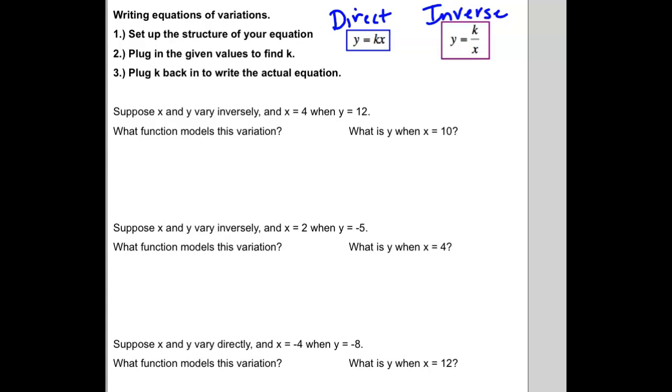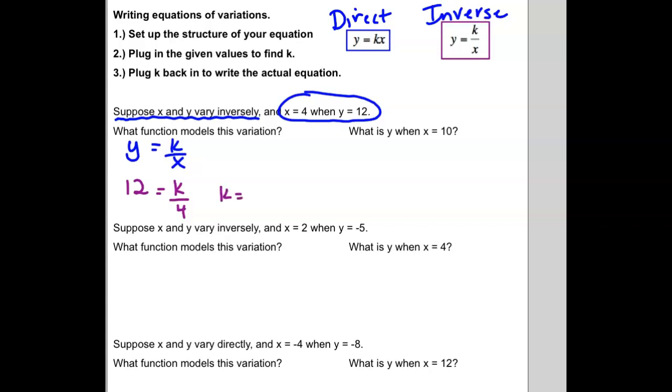So what's different about these questions is instead of a whole table of values, we're just given one ordered pair, one x and y combination, but we're told what kind of variation it is. So the first sentence here, suppose x and y vary inversely. So they're telling me that it has to fit this y equals k divided by x format. Okay? And then we're told that when x is 4, y has to be 12. So if we plug those in, put a 4 in for x, we should get a 12 for y. So to solve for k now, we're just going to multiply 4 to both sides. We end up with k equaling 48.